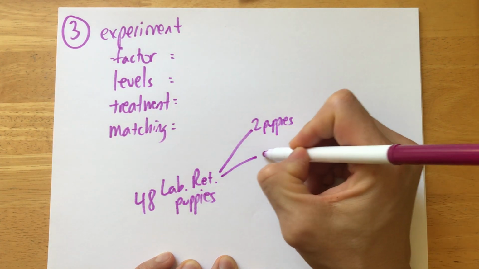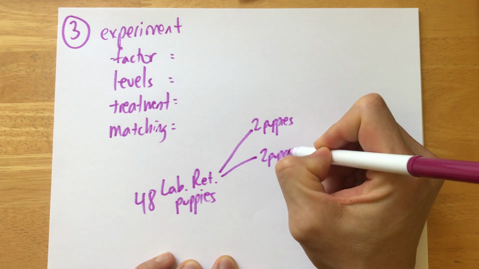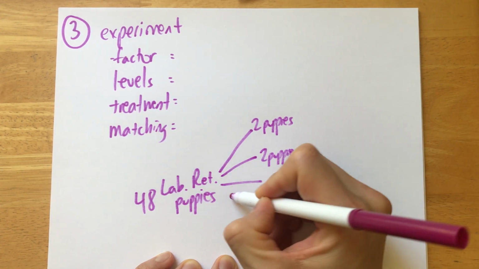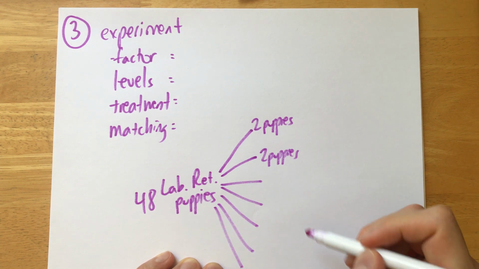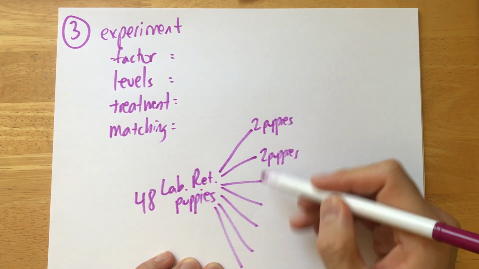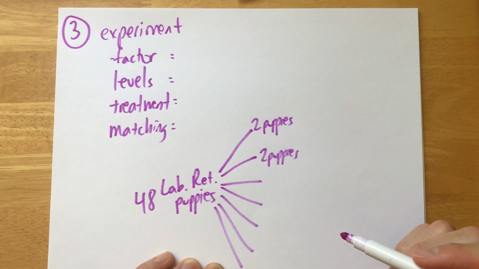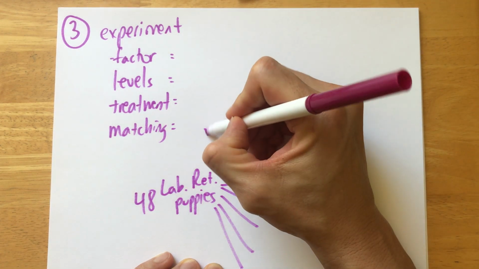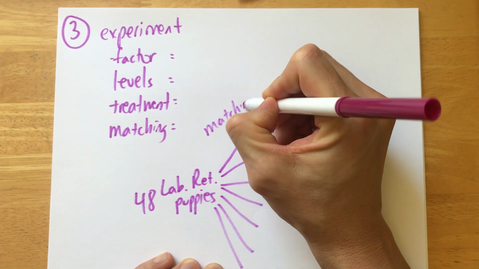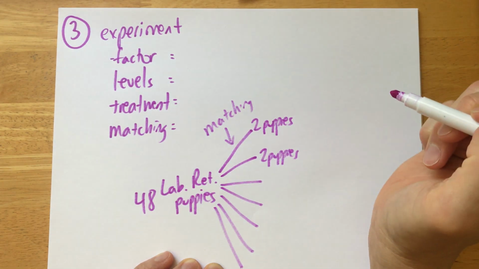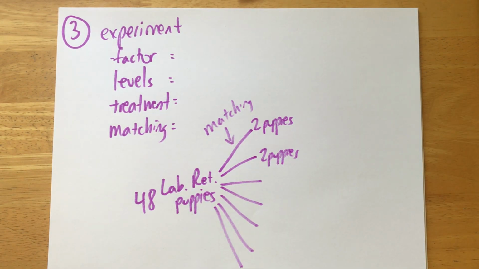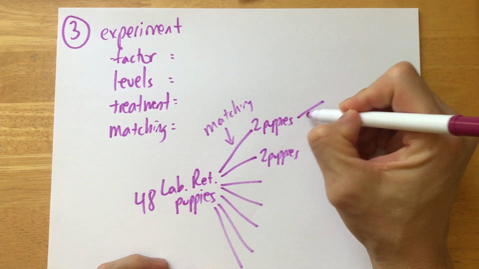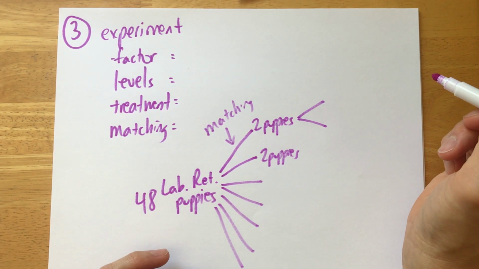And you have another 2 right here, 2 puppies, another 2 puppies, and so on. So you have 48 total puppies. And for each of those pairs, this is what we call matching right here. They've been matched by similar traits. And then of the 2 puppies that are the same, you're gonna compare them to each other.